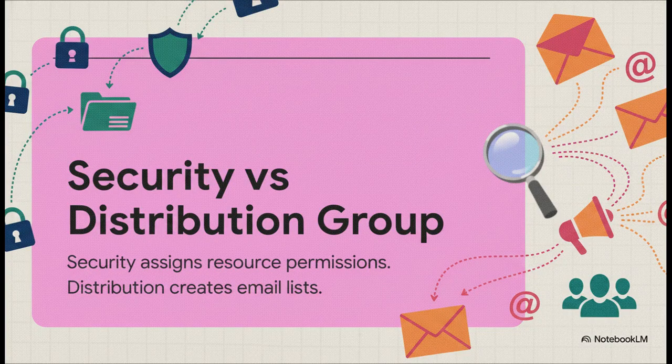Just to quickly clarify, you've got two main types of groups here. A security group is strictly for assigning permissions and controlling access, folders, apps, that sort of thing. A distribution group, on the other hand, is literally just for communication. It acts as an email distribution list, so blasting out an email to all Tier 1 tech support, you'd use a distribution group for that.